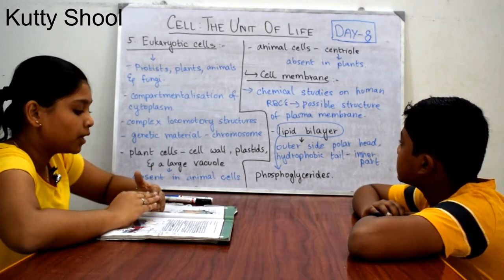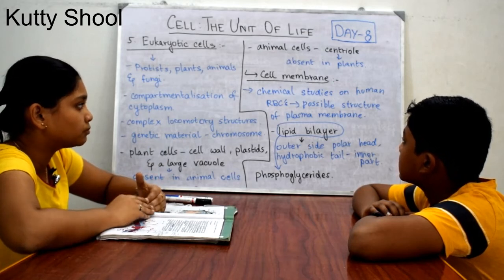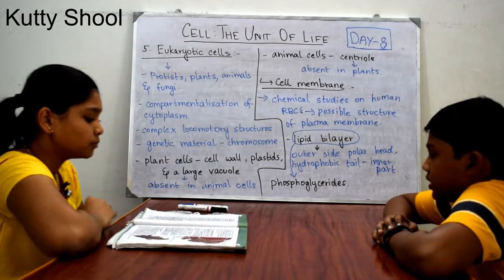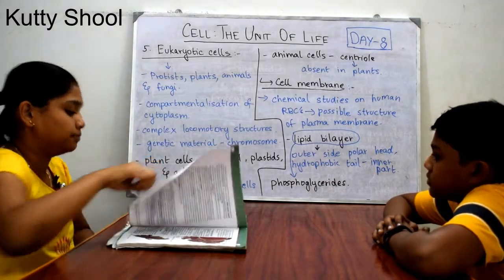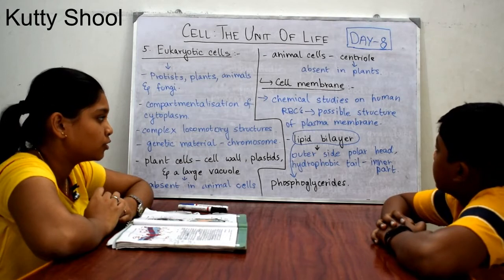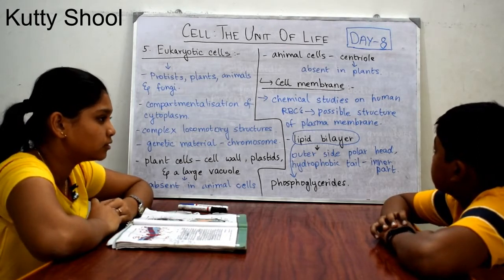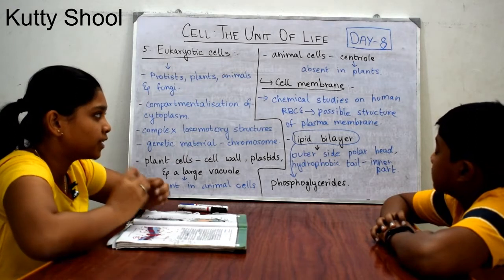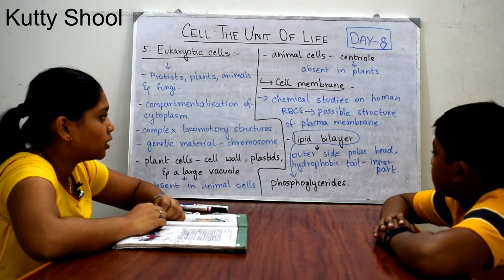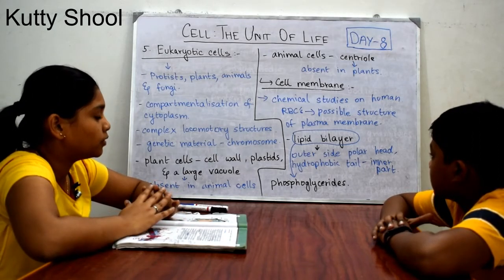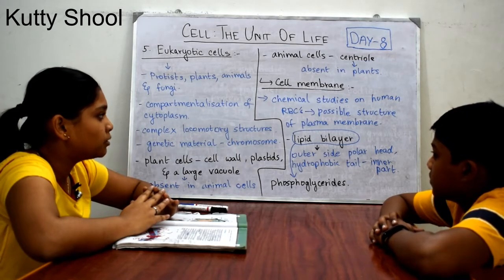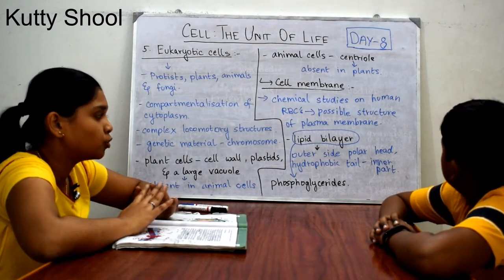The cell membrane was discovered after the invention of the electron microscope. Chemical studies were done on human red blood cells, also known as erythrocytes, and at the same time the electron microscope was invented. With these two, it became possible to establish the structure of the plasma membrane using human RBCs.